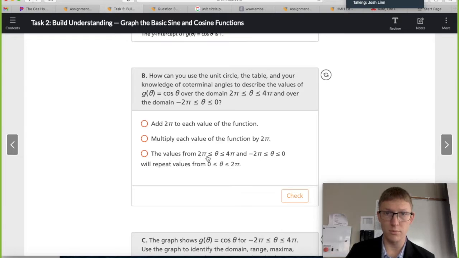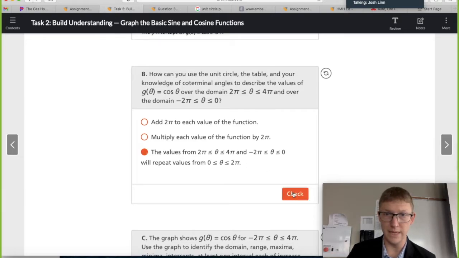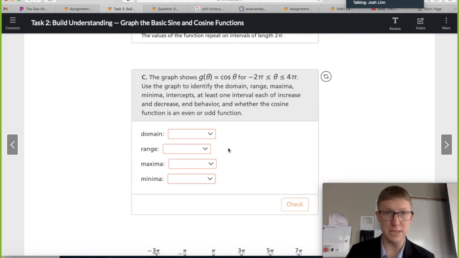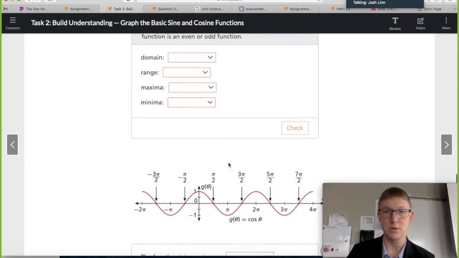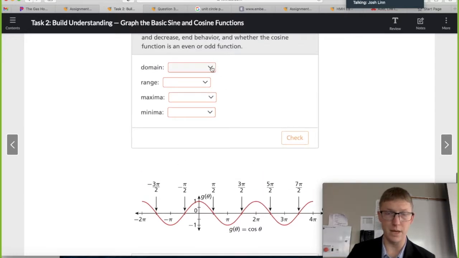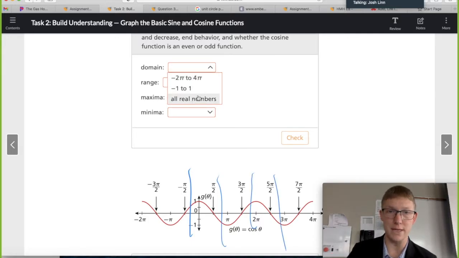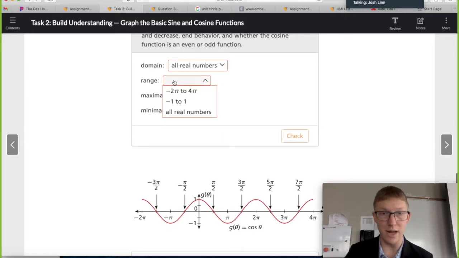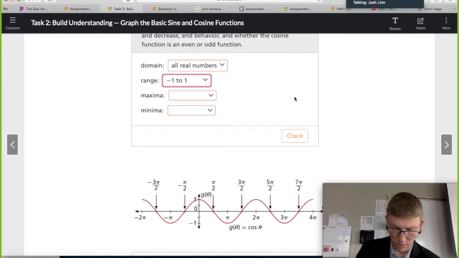The values from 2 pi to 4 pi will repeat, just like our sine function. Very, very similar to our sine function. So here we've got our graph. And again, our domain, our vertical line test, we can do any value of x. Kind of going through all the same stuff again. Our range, negative 1 to 1, our horizontal line test.